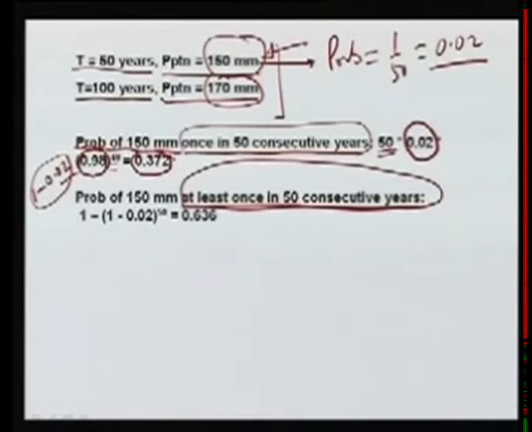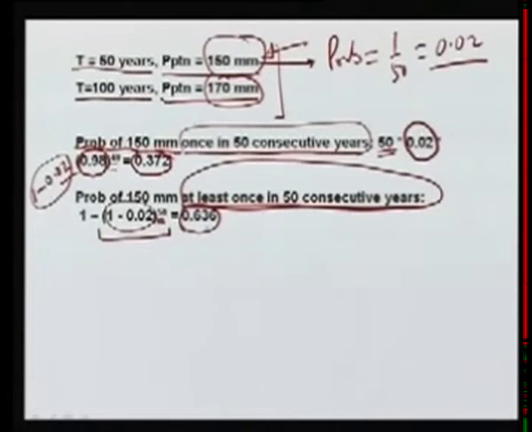At least once in 50 years means it may occur once, twice, or more than that. 1 minus 0.02 is the probability that it will not occur, to the power 50. This is the probability of the event not occurring at all in the next 50 years, and then 1 minus that will give us the probability of occurrence.